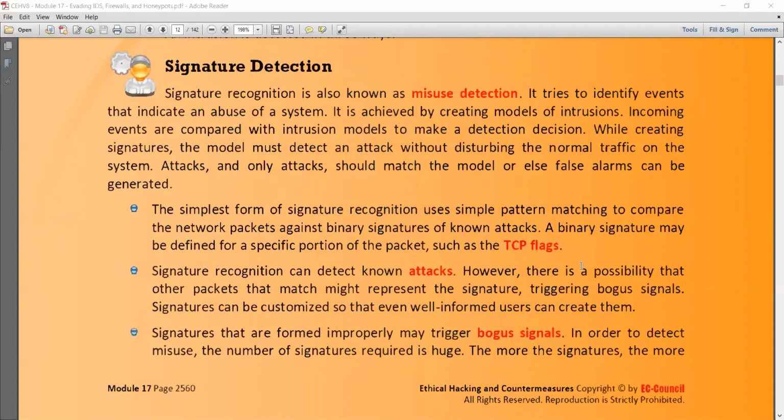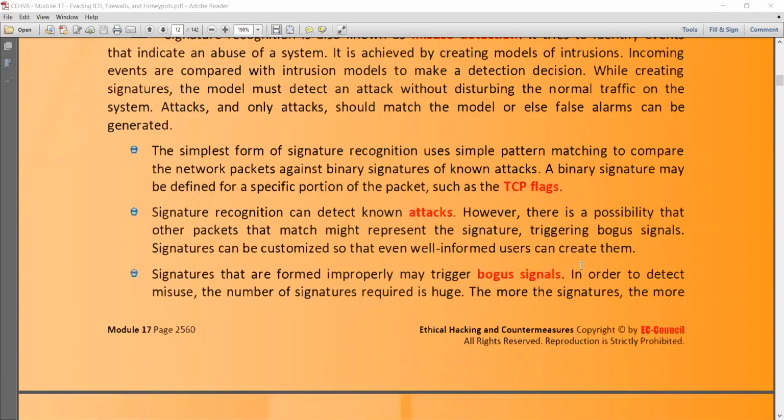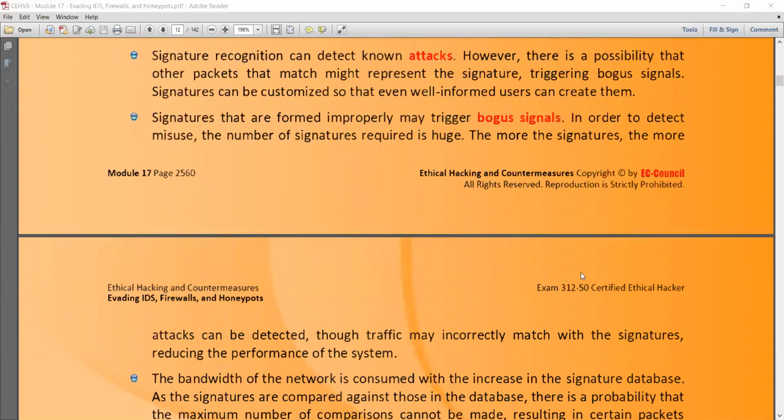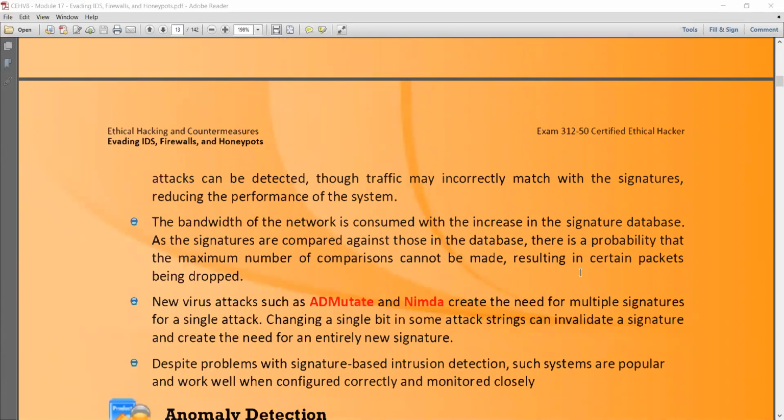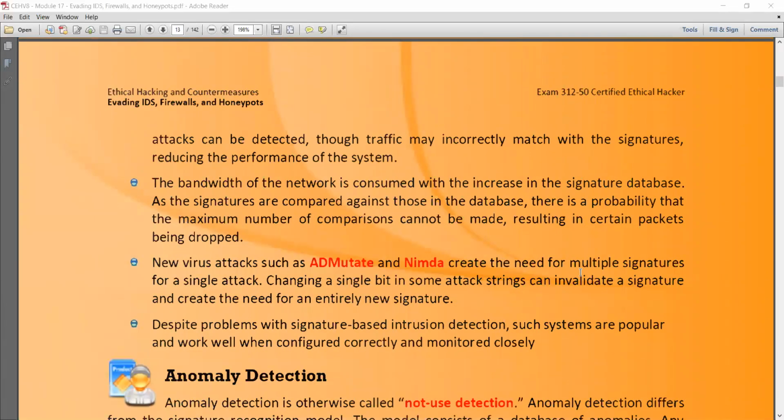In order to detect misuse, the number of signatures required is huge. The more the signatures, the more attacks are detected. The bandwidth of a network is consumed with the increase in the signature database, as the signatures are compared against those in the database. There is a probability that the maximum number of comparisons cannot be met, resulting in certain packets being dropped.